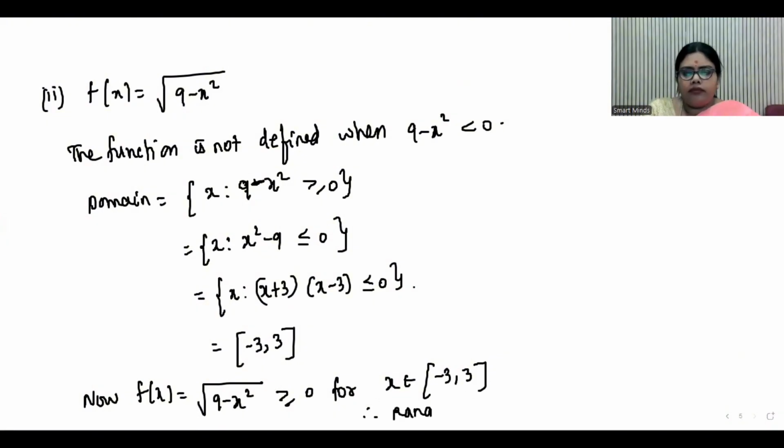Therefore, range is x lies between 0 to 3 because it cannot take negative values. That's why we are taking right from 0. From 0 to 3, it takes all the values.